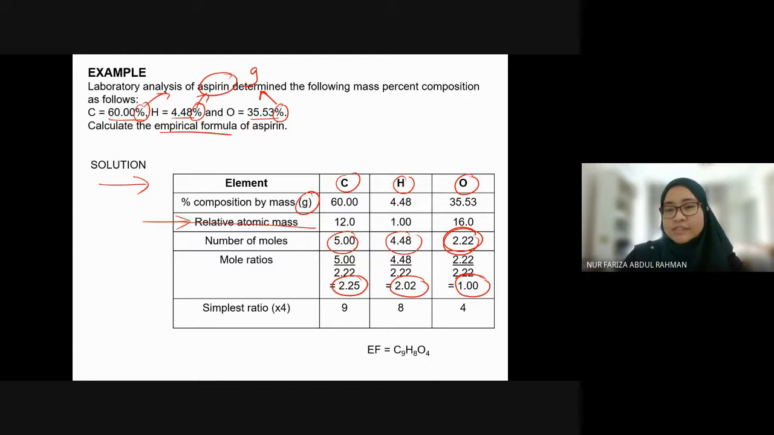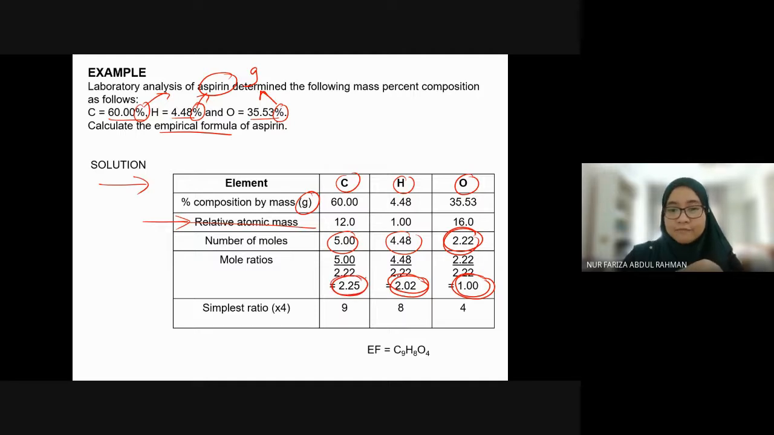Okay, so 1 is not a problem. You have to check the mole ratio for each one of the constituents. Okay, 2.02 is also not a problem. It can be rounded off to the closest whole number because it is within 0.1, like we have learned just now. So it can be rounded off to 2.